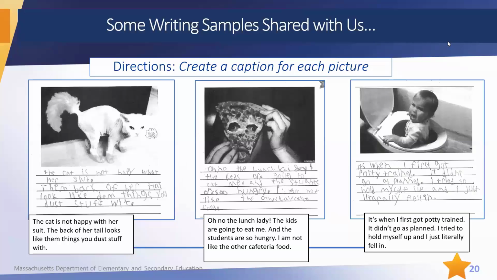The directive for the students was to caption these pictures. This one says, oh no, the lunch lady, the kids are going to eat me, and the students are so hungry. I'm not like the other cafeteria food. And last but not least, it's when I first got potty trained. It didn't go as planned. I tried to hold myself up and I just literally fell in. So that's some examples of some writing samples done by the students.